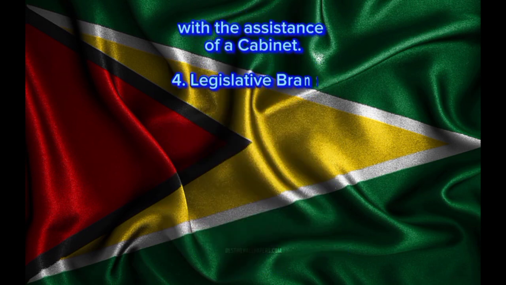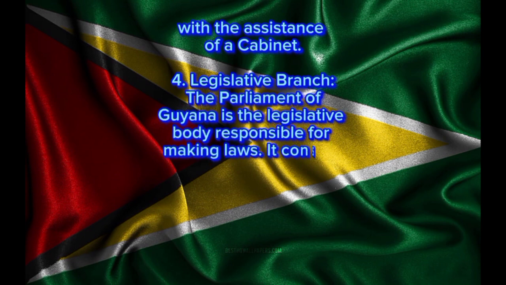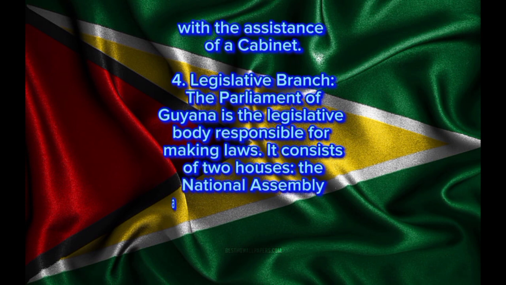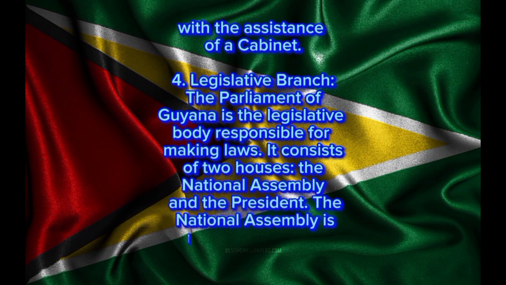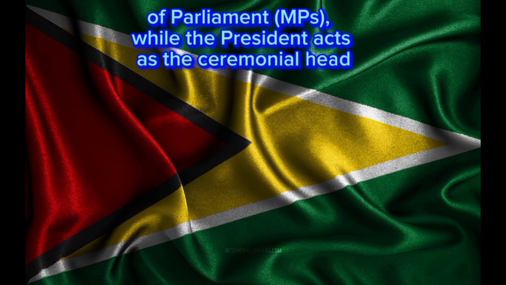4. Legislative branch. The Parliament of Guyana is the legislative body responsible for making laws. It consists of two houses, the National Assembly and the President. The National Assembly is made up of elected representatives called members of Parliament (MPs), while the President acts as the ceremonial head of the legislature.